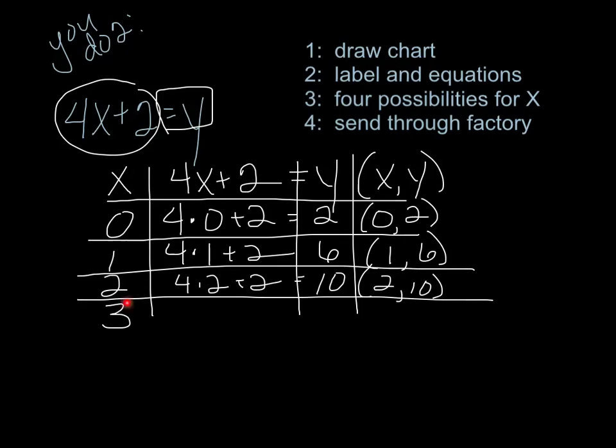Finally, I'm going to plug 3 in for x. 4 times 3 plus 2, and I'm going to do the math. 4 times 3 is 12, plus 2 more is 14. So when x is 3, y is 14. That is increasing rapidly compared to that, isn't it? All right, so 3, 14.